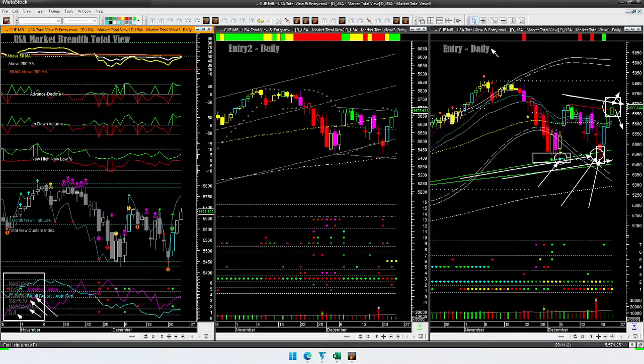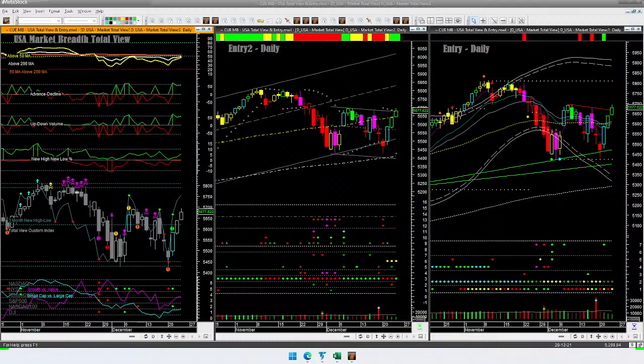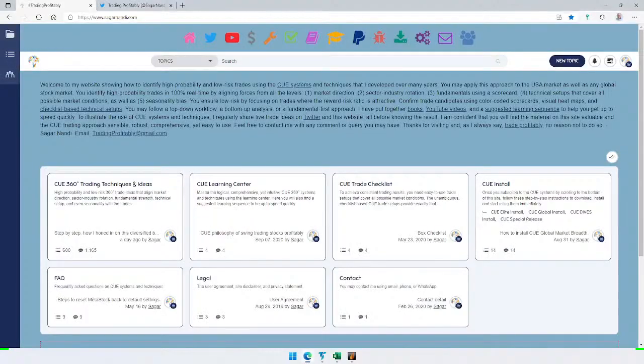That is how in Q Global Market Breadth we use custom indices. 3 custom indices: one for studying mega caps, because mega caps have outsized influence on certain major market indices; the leaders index that helps us anticipate a downturn, especially in growth stocks; and then total view that helps us be on the right side of the market. Being on the right side of the market is very beneficial.